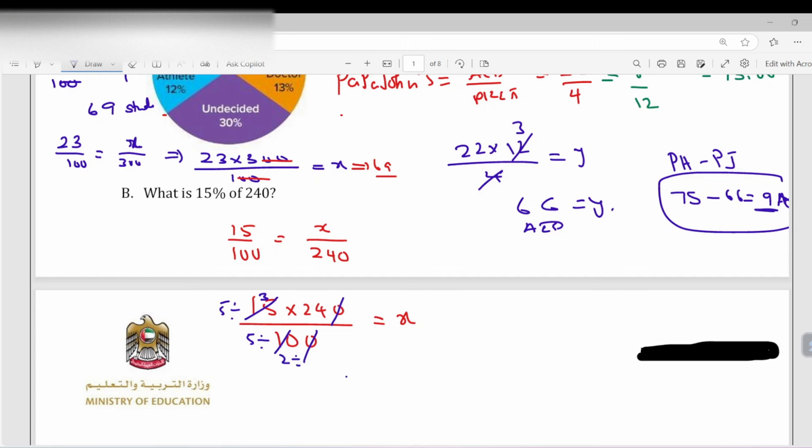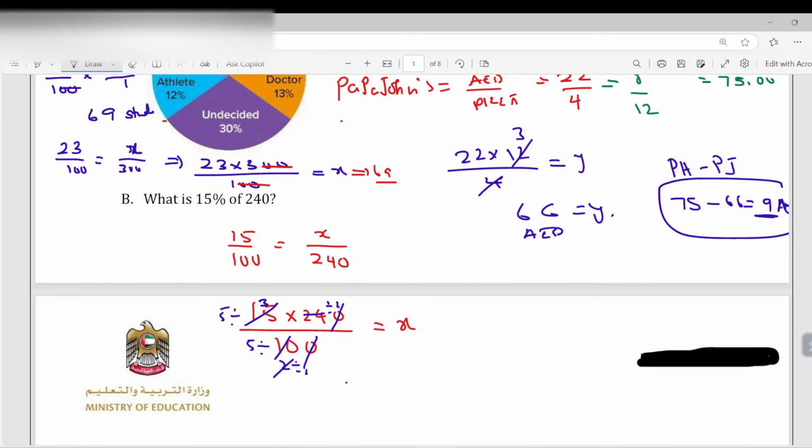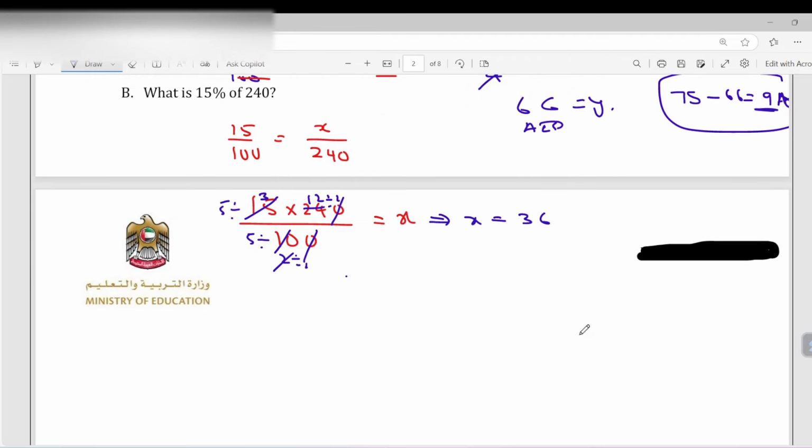Now this 2 I am dividing by 2, and this I am dividing by 2. 2 goes 1 time, and 2 goes 12 times. So this implies x equals 36. If you don't like that, you can go by this.